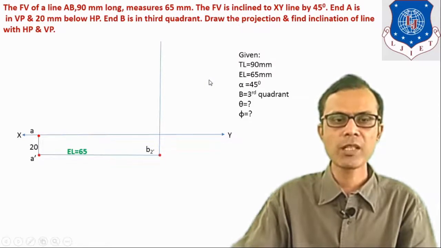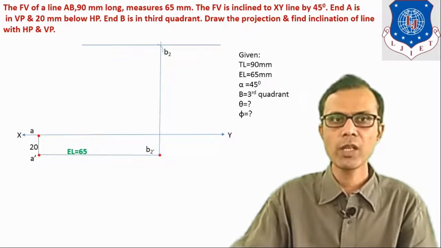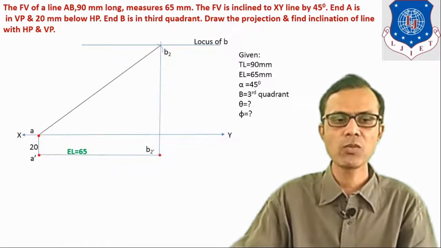Now take compass size equal to the true length 90 mm, keep A point as center point and draw an intersecting arc on this projector. That intersecting arc is point B2. From B2 point, draw a horizontal line, it is the locus of B. Now join points A and B2, it is the true length 90 mm in top view.